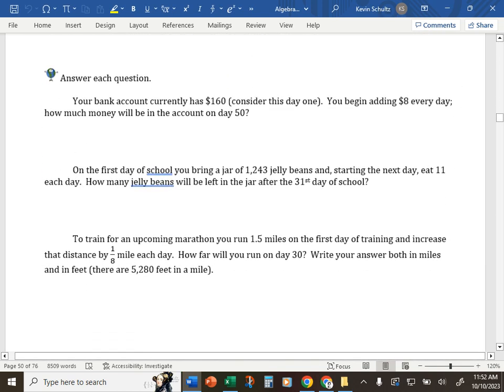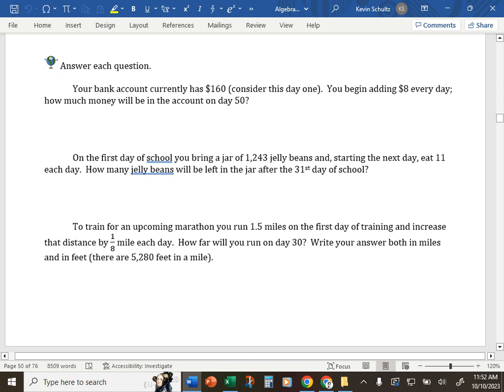Then down at the bottom, when will you ever use something like this? It says your bank account currently has $160 in it, and consider today day 1. This is where you're starting. $160 today. You begin adding $8 each day. How much money will be in the account on day 50? If you have $160 today, and today is day 1, what variable does 160 represent? A1, N, or D? A1, right? This is where you're starting, the first term of the sequence.